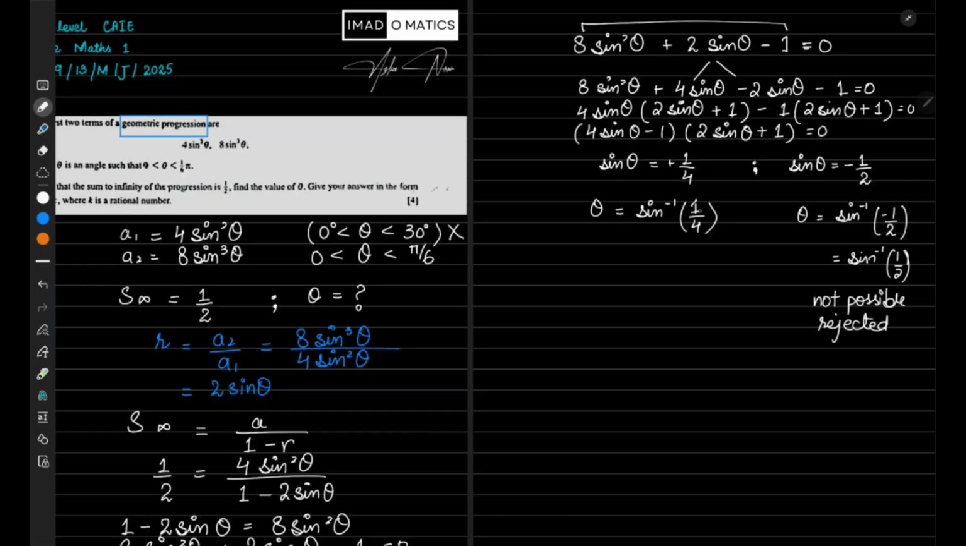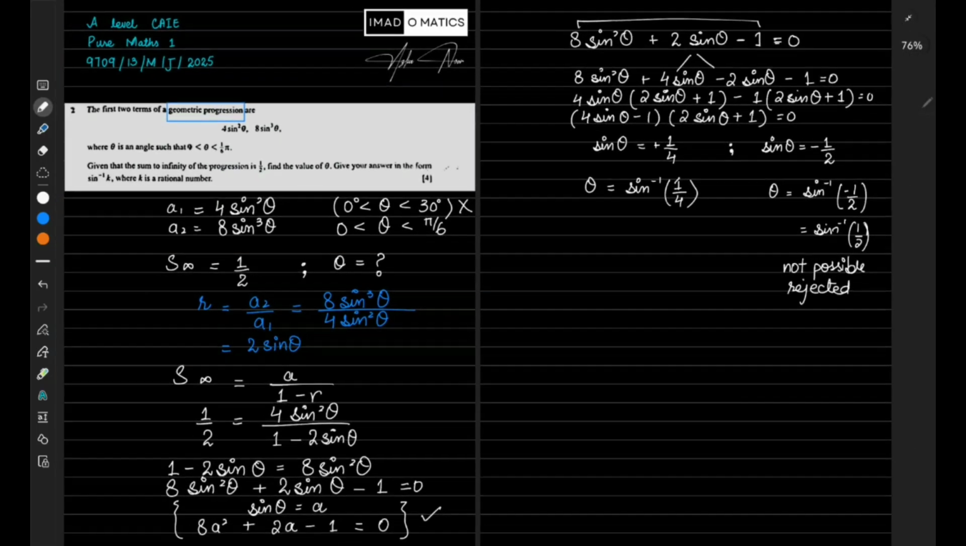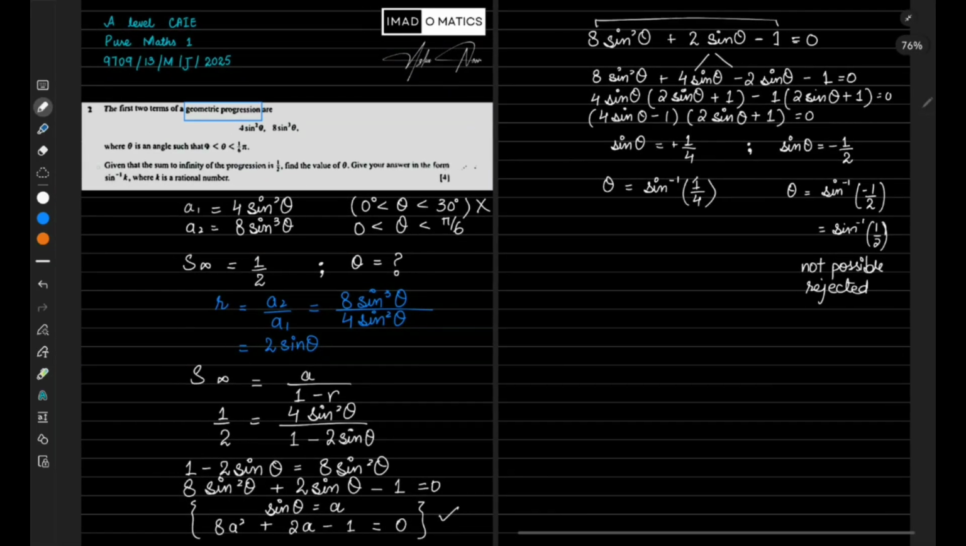Sine inverse of 1 over 4 gives you, as I told you earlier, that the range is given in radians, so you are supposed to give the answer in radians if they asked you to solve it. But they said give your answer in the form of sine inverse of k, where k is a rational number. Rational number means it should be in fractional form, in p over q form. So yes, this is your required result.